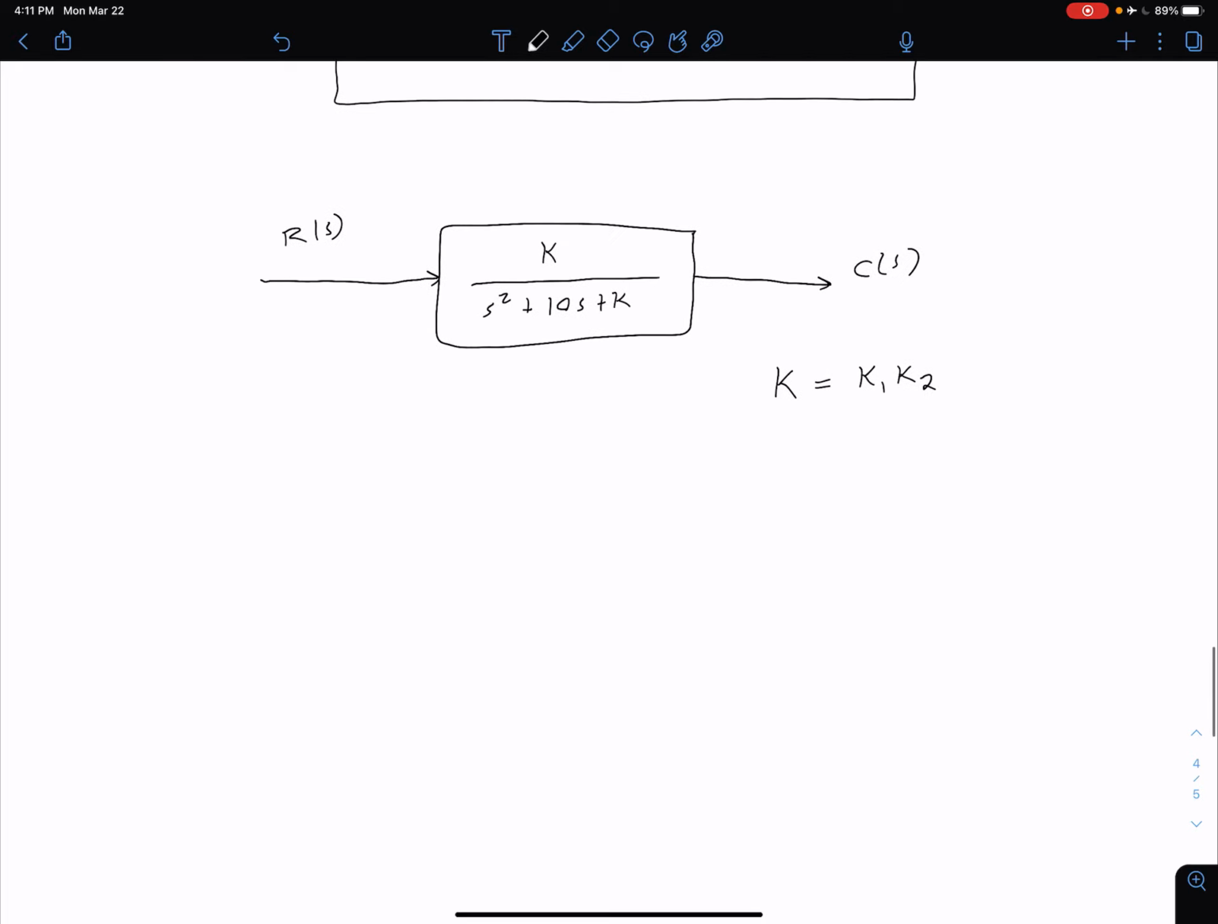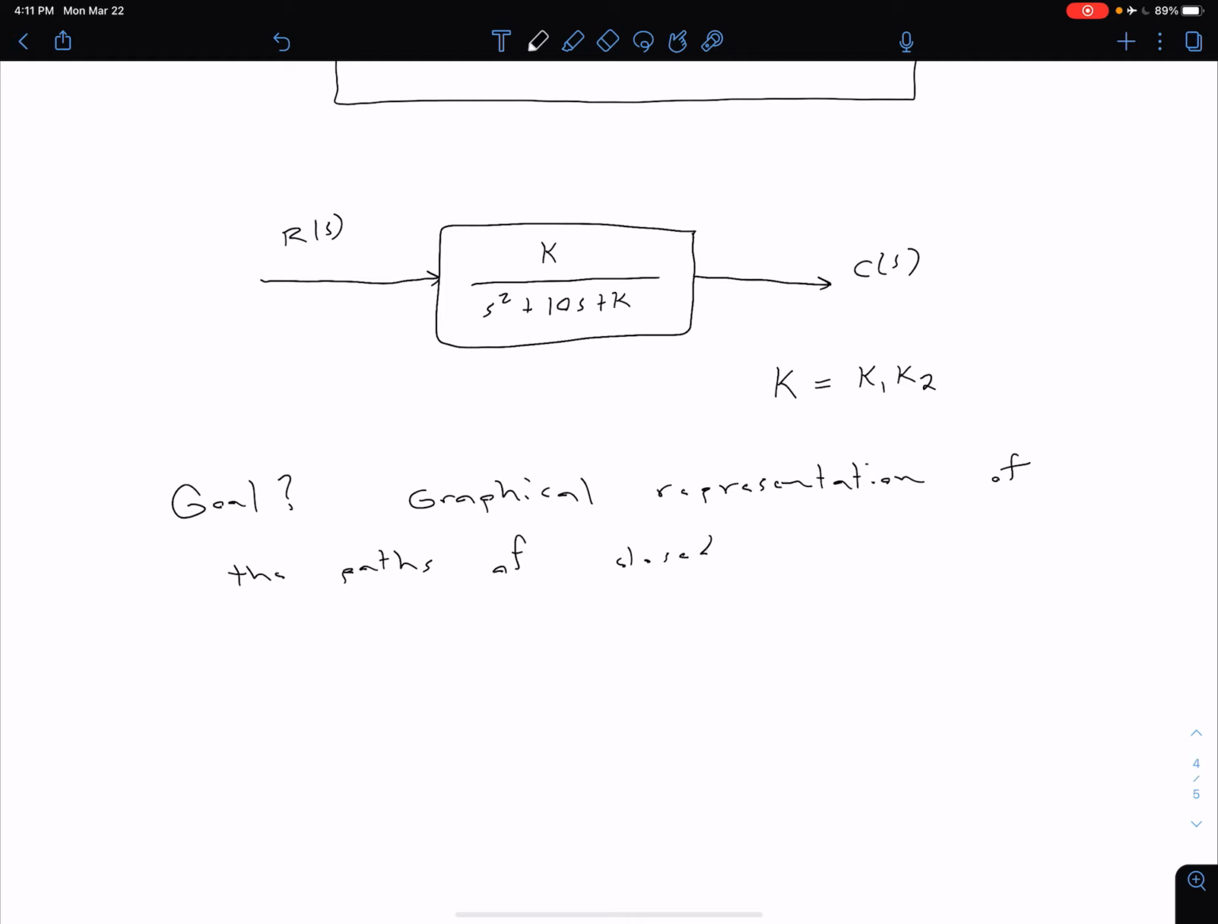Let's take a step back for a second and ask, what is our goal with this root locus technique? Ultimately, what we want is a graphical analysis tool, a graphical representation. And what is that graphical representation of? It's of the paths of our closed loop poles as our gain is varied. For now, we're going to say let's keep that gain greater than or equal to 0.